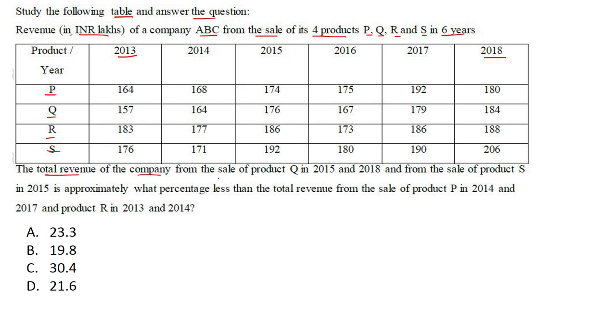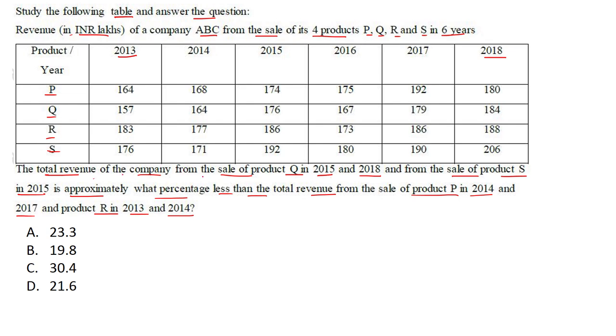Total revenue of the company from the sale of product Q in 2015 and 2018 and from sale of product S in 2015 is approximately what percentage less than the total revenue from the sale of product P in 2014 and 2017 and product R in 2013 and 2014. This is a big question, so we are going to go step by step.